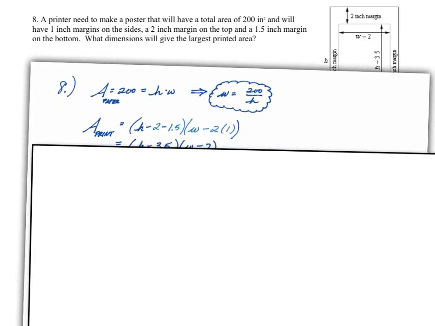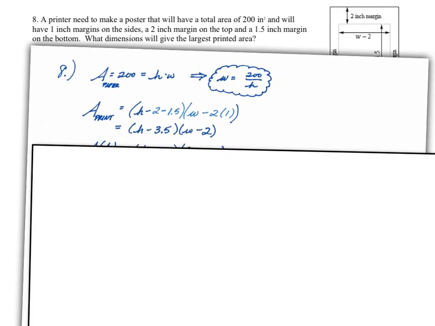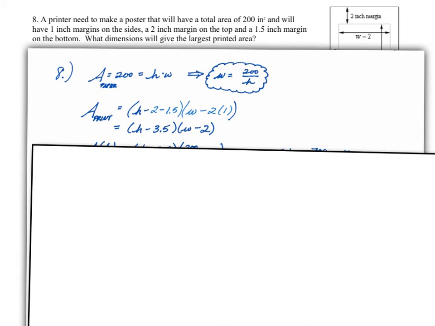That being said, we also see a formula for the area of the printed region, and that is h minus 2 for the top margin, 1.5 inches for the bottom margin, and on the width side, we're taking an inch from each side, so that's minus 2. We want to get that in terms of one variable, right? So that h minus 3.5 times w minus 2.